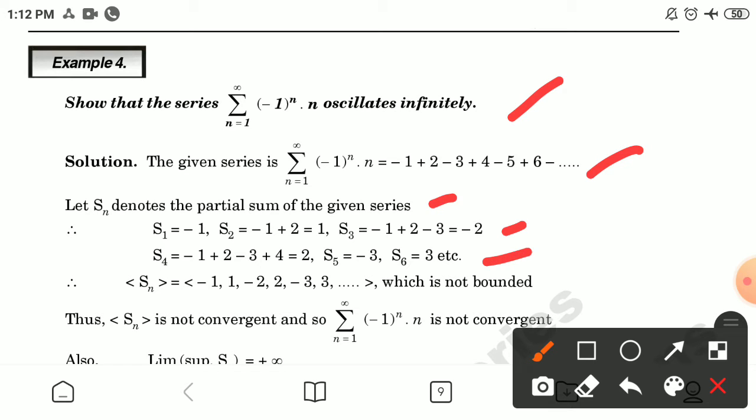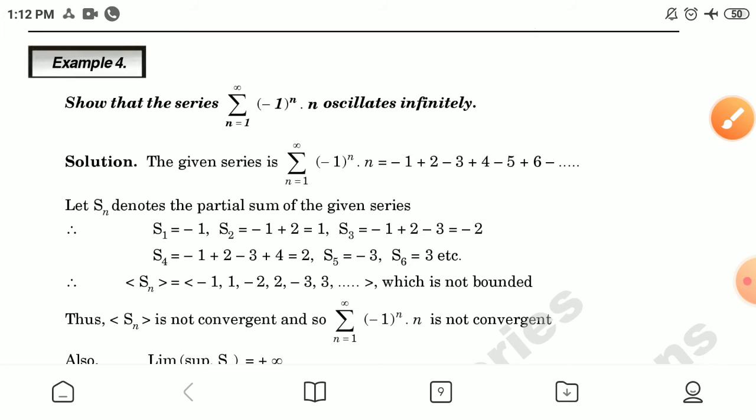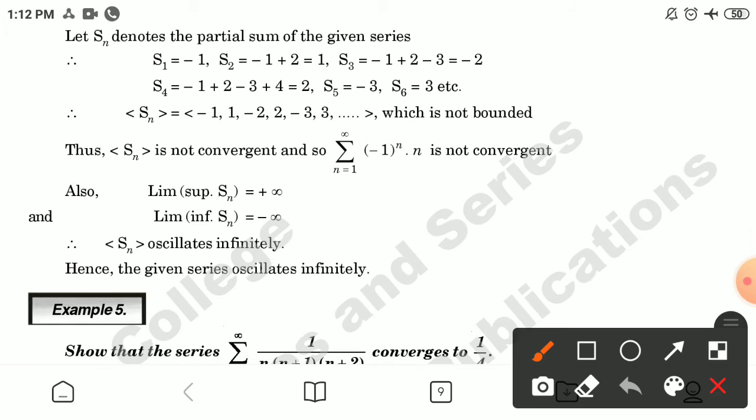That is the sequence of partial sums. This is not bounded. Thus the sequence of partial sums is not convergent, and so the series is not convergent. The limit superior of Sn is infinity, and the limit inferior is minus infinity. Therefore the sequence of partial sums Sn oscillates infinitely. Therefore the given series oscillates infinitely.